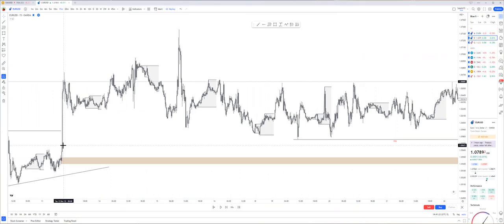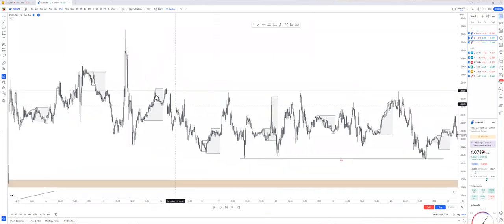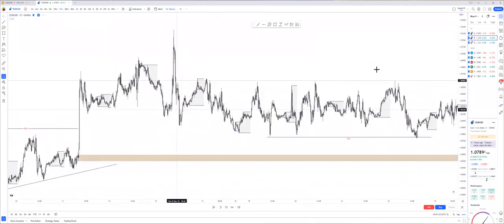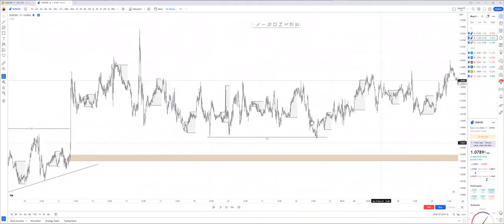So with that in mind, I know that price can come and tap into that area. Now, just because this is what I'm seeing, it doesn't mean price is going to 100% do that. But let's play out price and see what happens next.